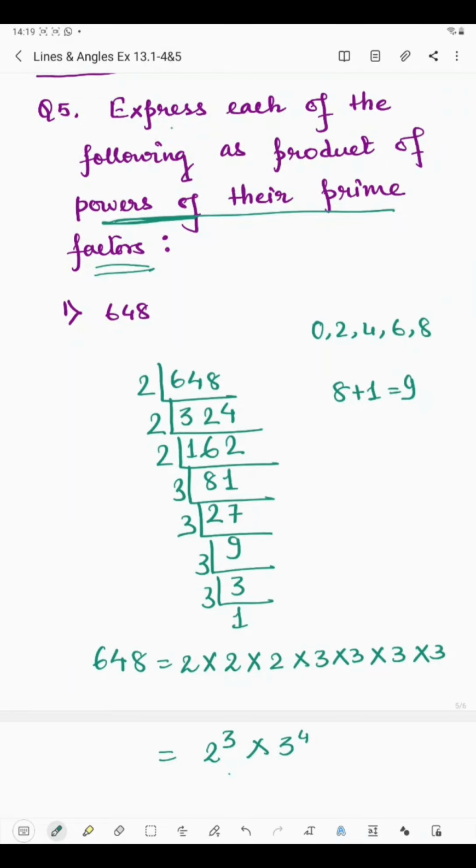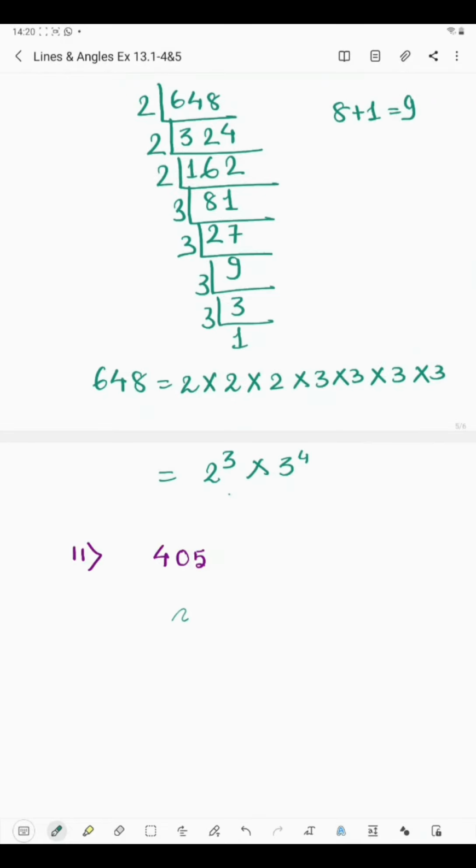Now coming to the next part. Now we have 405. So we will have to find the prime factorization at first, and we know that if the last digit is 0 or 5, then it will be divisible by 5. And if you find the sum of the digits, then we will get 9, which is also divisible by 3.